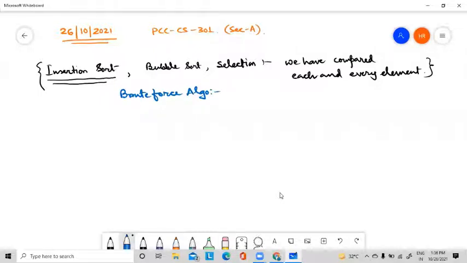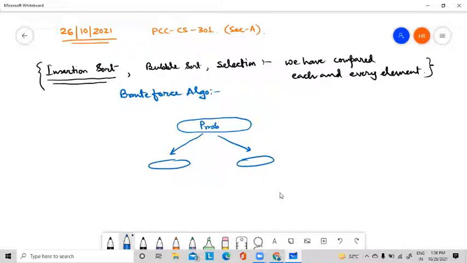If you remember, there is another type of algorithm which is called divide and conquer algorithm. The basic idea of any divide and conquer algorithm is to divide the problem. Suppose this is our whole problem, and I am going to divide it into sub-problems, again and again. Why am I dividing into sub-problems? A large problem is very difficult to solve, but if you get a smaller part of the problem, it becomes very easy to solve.